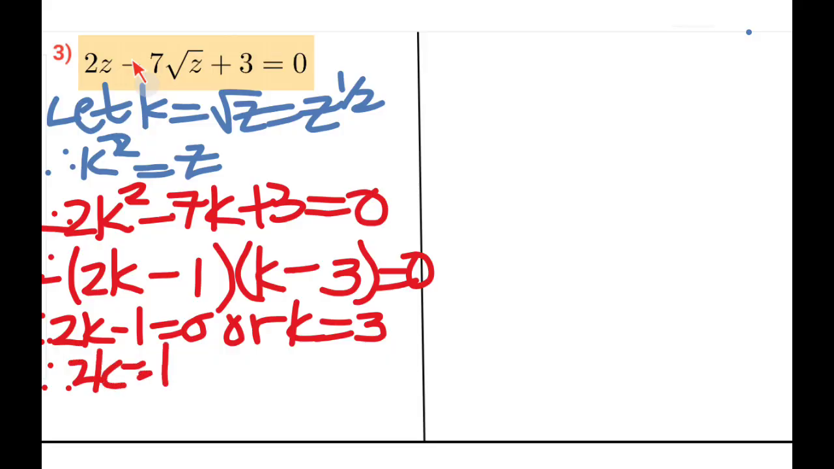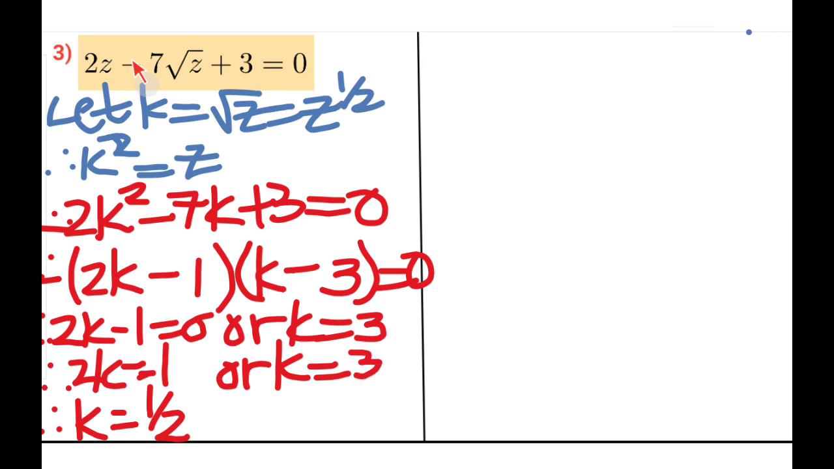I know a lot of people skip these steps, but I don't recommend skipping them, because that's where a lot of silly mistakes are made. That therefore k equals to 1 over 2, or k equals to 3. We're done with that. Now remember, we're not solving for k, we're solving for z, or z to the power of a half in this case. So we go back to that.